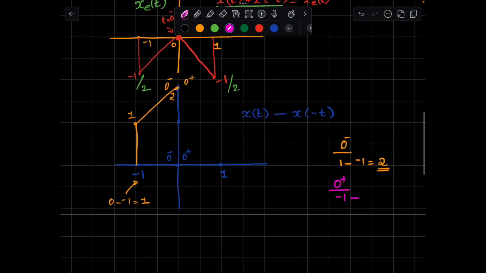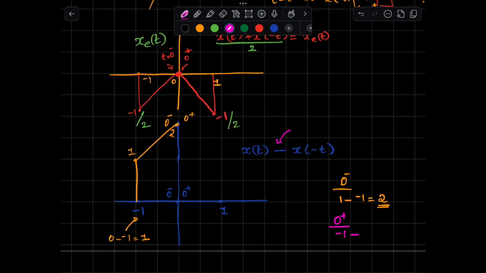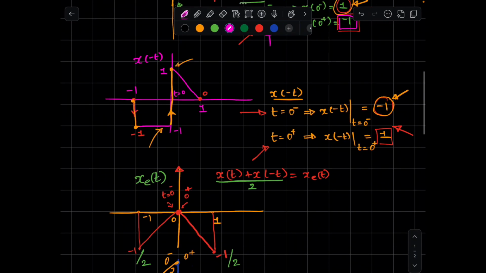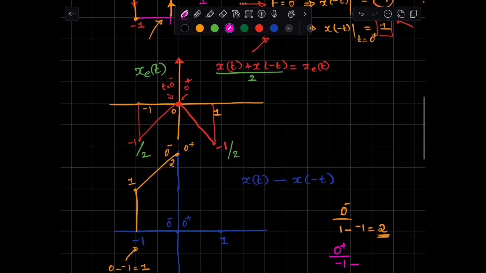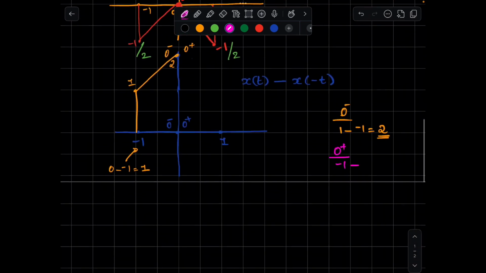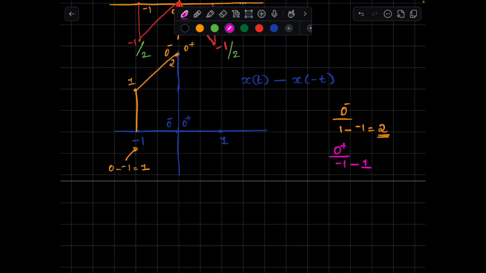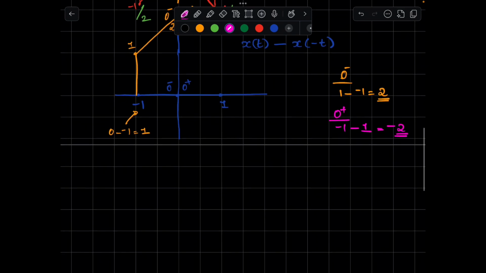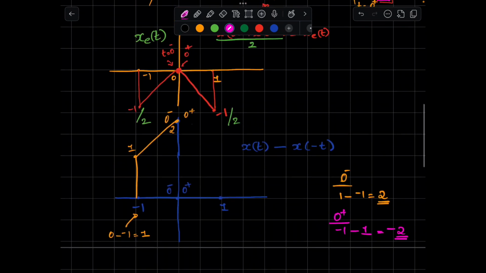Then we have to subtract, because according to our formula we have to subtract the signals. Next, at 0 plus, the second signal is 1. You know this, it is 1. So minus 1 minus 1 will become minus 2. I will redraw this a little bit smaller, sorry for this.